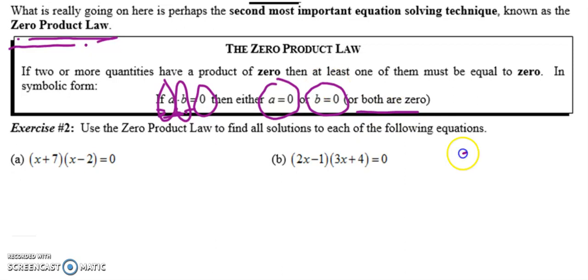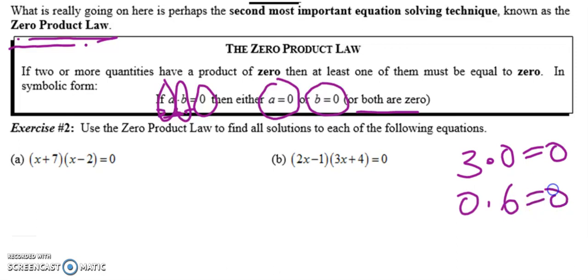Because remember, it's something like this. 3 times 0 is 0. 0 times 6 is 0. So as long as one of your factors is 0, your product will be 0. And obviously they both can because 0 times 0 equals 0. So that's what the zero product law is talking about.